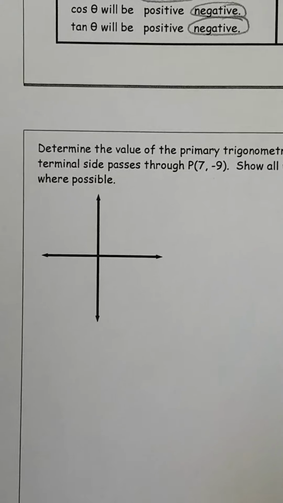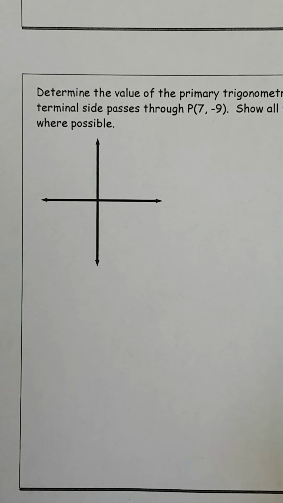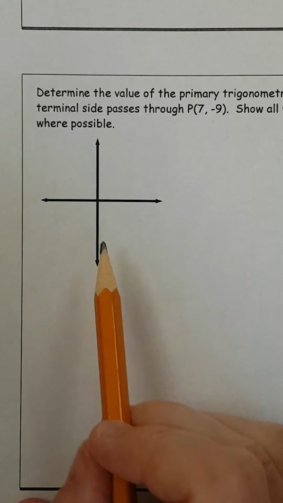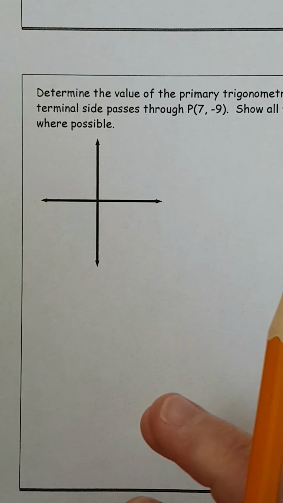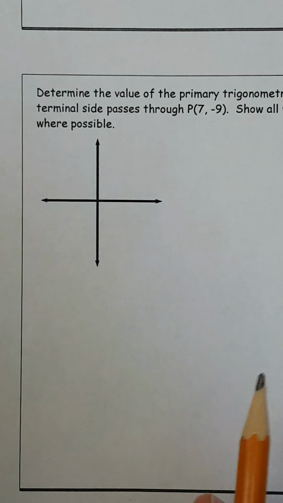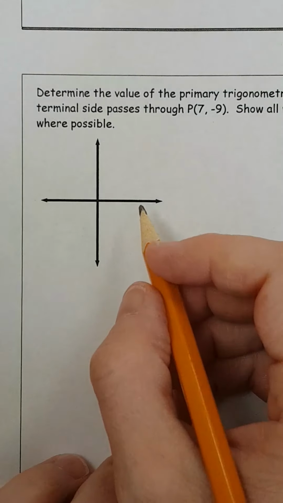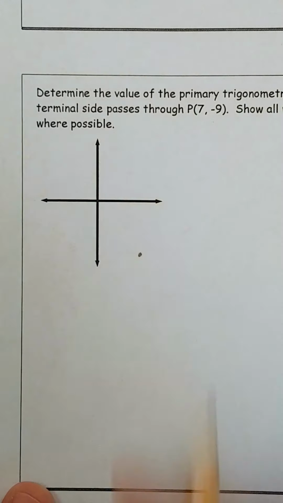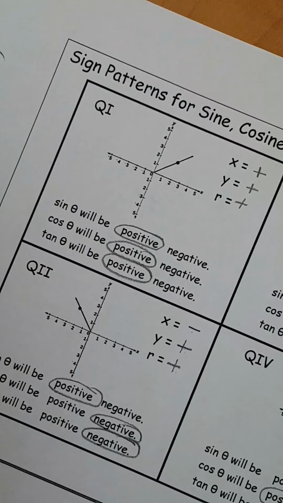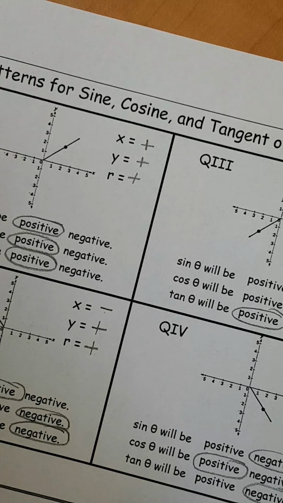So last example for the day here, it says determine the value of the primary trig functions of theta whose terminal side passes through (7, -9). Show your work and leave answers in radical form. So when I do this, it's just to give you a bit of a visual of what we're dealing with. It doesn't need to be drawn to scale or anything. So I put my point down there, and I'm just going to draw it here, pull it out, otherwise I don't have enough room.